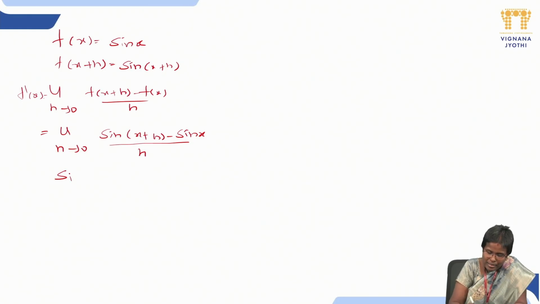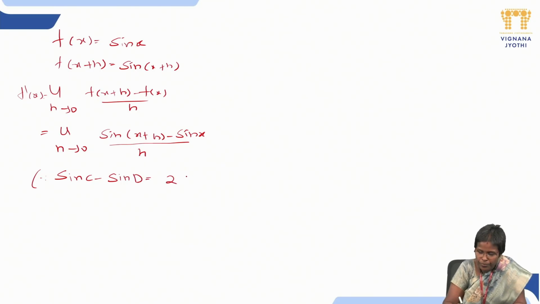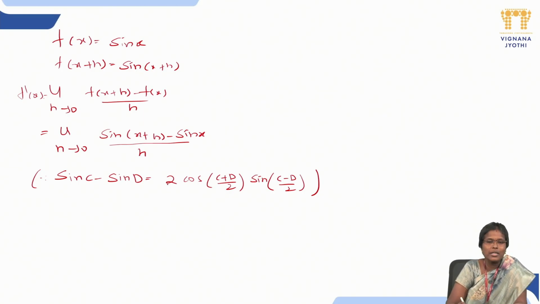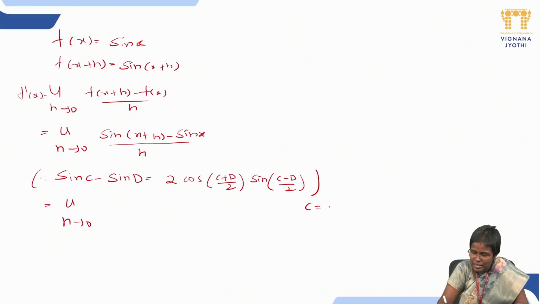You know very well the formula for sin c minus sin d: it is 2 cos of c plus d by 2 times sin of c minus d by 2. This is the formula converting a difference of terms into a product, one of the trigonometry formulas. Using this formula, limit h tends to 0, here c is x plus h and d is x.